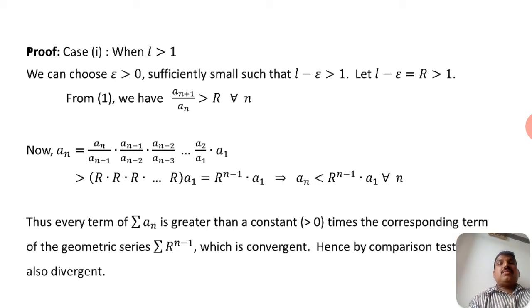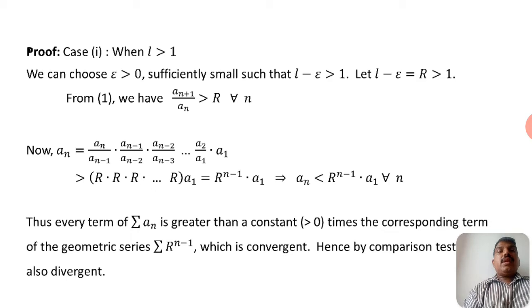Case 2. When L is greater than 1, we can choose epsilon greater than 0 sufficiently small such that L minus epsilon is greater than 1. Let L minus epsilon equal capital R, greater than 1. From 1, we have a_(n+1) divided by a_n greater than R for all n.